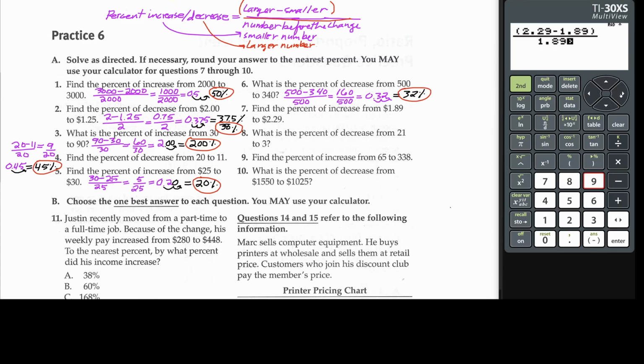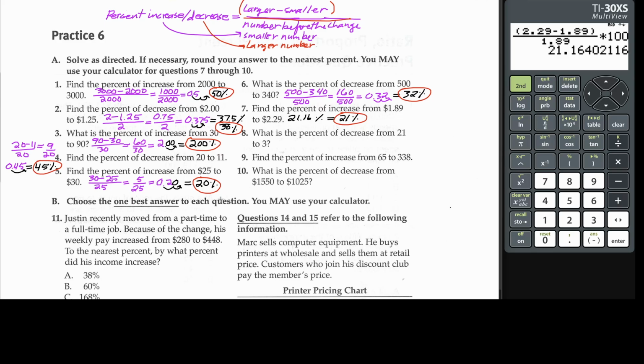Okay, and exit out here. Now you can press enter, or you can multiply by 100. Because if you multiply by 100, you don't need to move the point. So press enter. Now you see that's 21.164. But they want you to round to the nearest percent. I will have 21% exactly. Circle that answer.